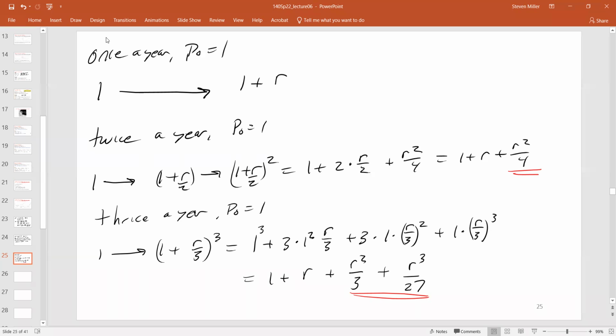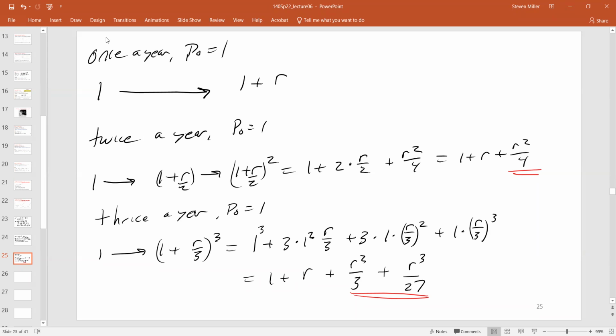Wait, is the bottom one r cubed or r squared? It goes 1 plus r squared over 3 plus r cubed over 27, and the top is just r squared over 4. They both start off with 1 plus r. So why is the bottom one better? Because they're both r squared, but you're dividing by them. Yeah, if you're dividing by 3, that's not going to decrease it by as much as dividing by 4.